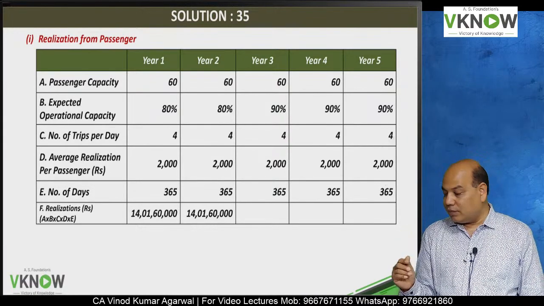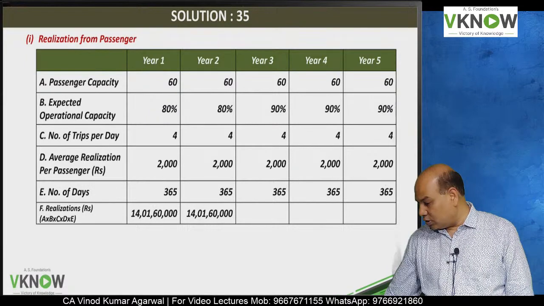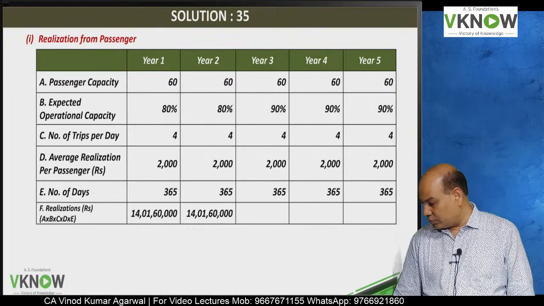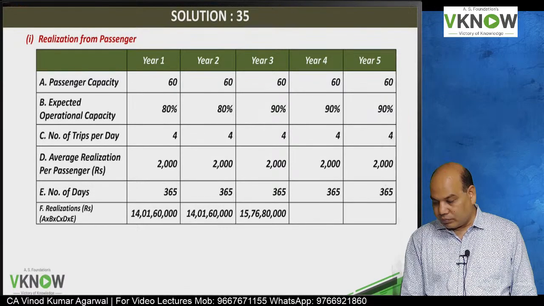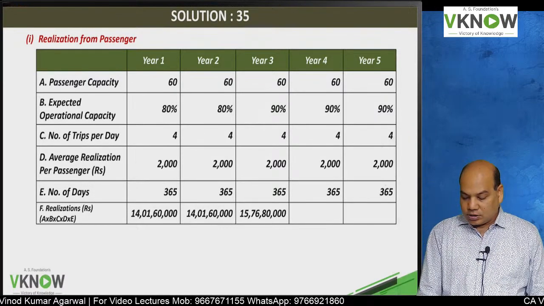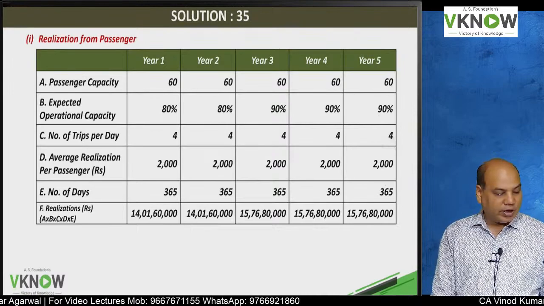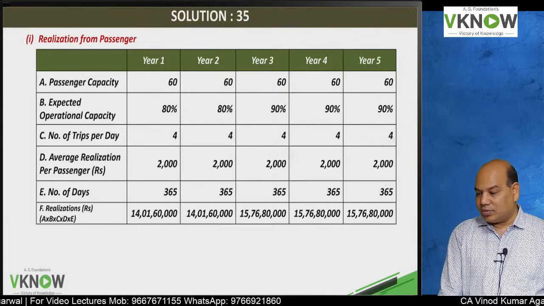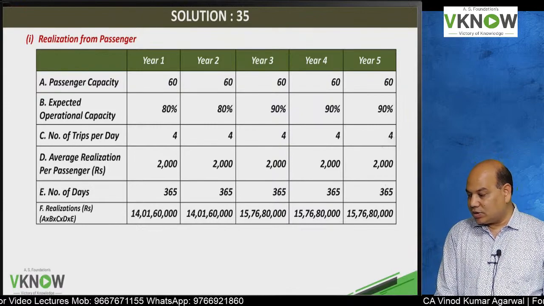So anybody for the third year? 15 crore 76 lakh 80,000. Copy paste because data is same. Don't waste time again. Is it right? All 5 numbers are same.